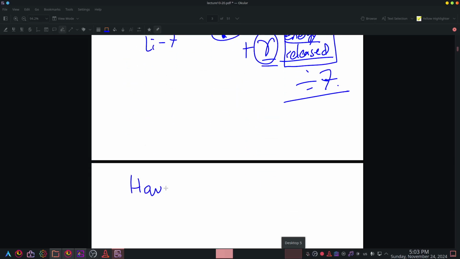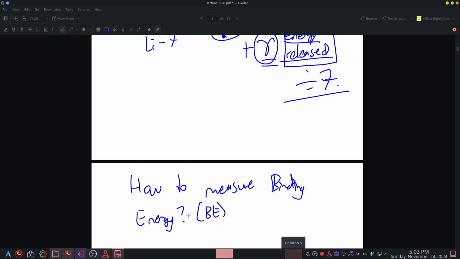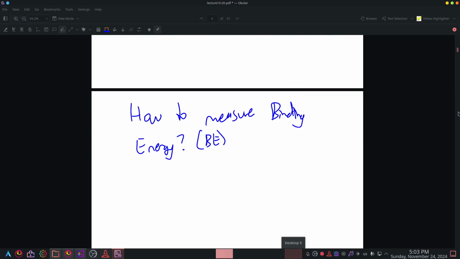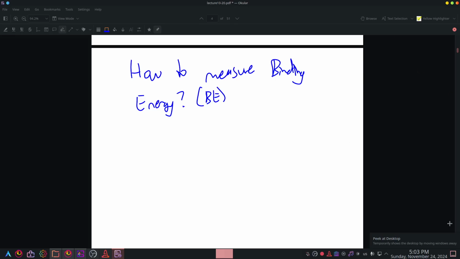How then can you measure binding energy? How to measure binding energy? So for binding energy, we can use E equals mc squared. Let me put the M naught there. That means rest mass, but just for the sake of those who don't know relativity, just take that it's your mass. E equals mc squared.